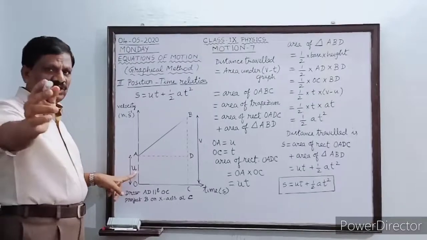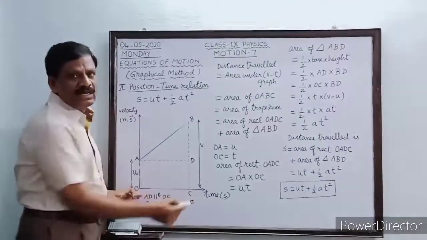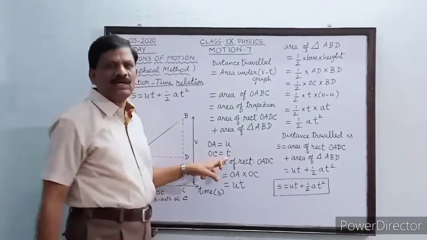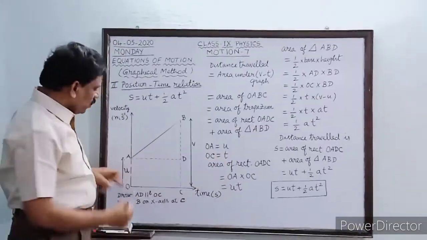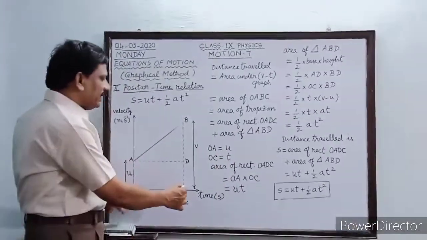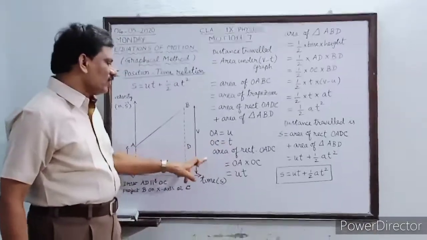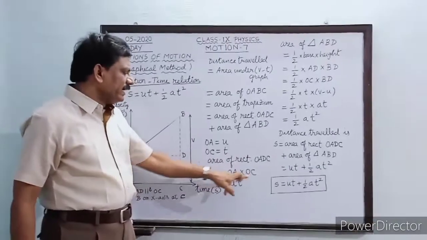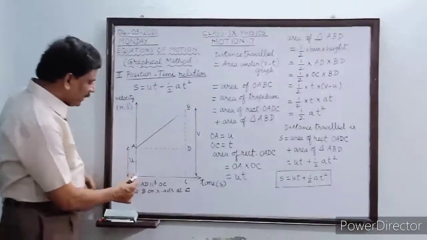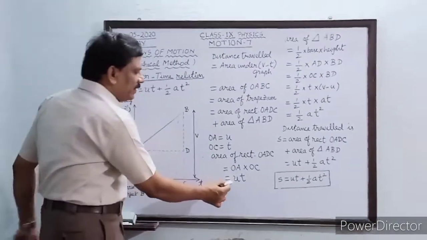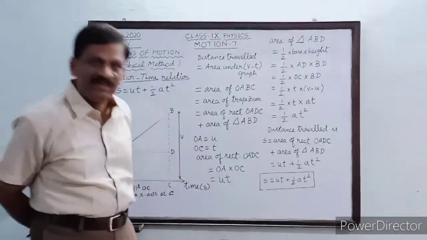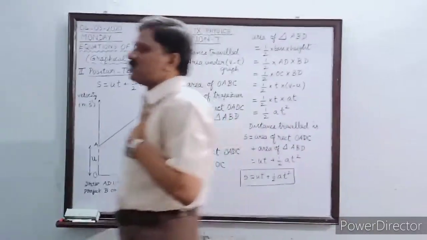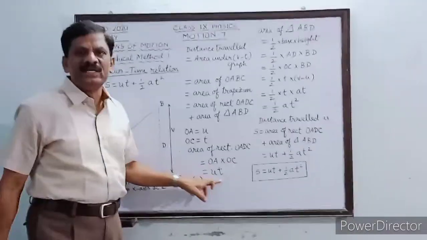And you tell me what should be the length of the portion OC is equal to? Yes, the time taken by the body. So I have written what? OC is equal to T. So OA is equal to U and OC is equal to T. Therefore, what should the area of the rectangle OADC must be equal to? OA into OC. This OA into OC, that is equal to U into T. Have you understood this first? Shall I proceed? Okay, good. So area of the rectangle is equal to U into T.